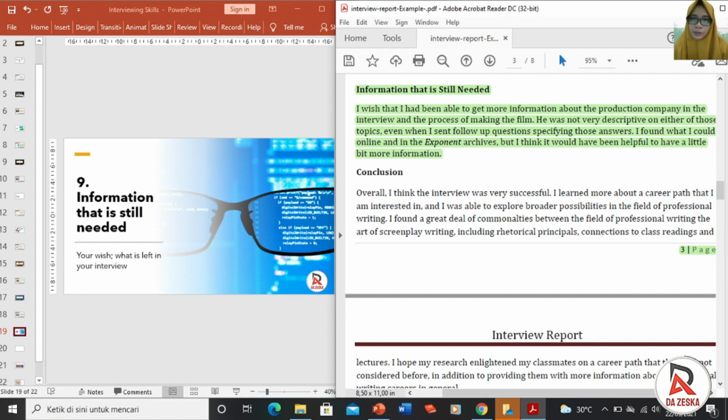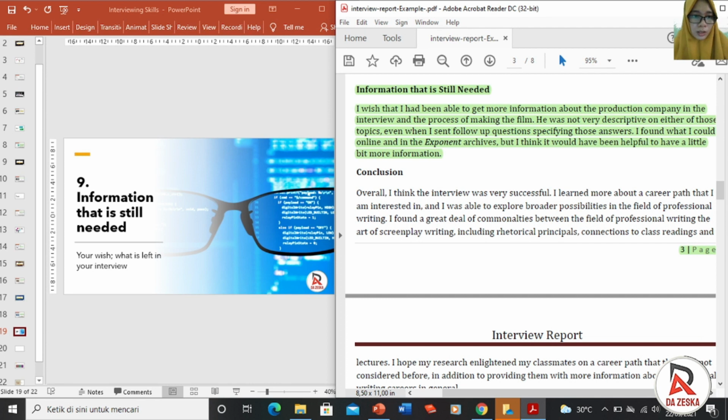So you may see from the example that there is a wish over here, right, from the writer about the interview. Because here the words are, where is it? Here it is. He was not very descriptive. So because the participant of this writer was not very descriptive on either of those topics, the writer mentioned that there is still a need for information to be explored, right? And the writer also thinks it would have been helpful to have a little bit more information. So, the wish of this writer is to have more information.